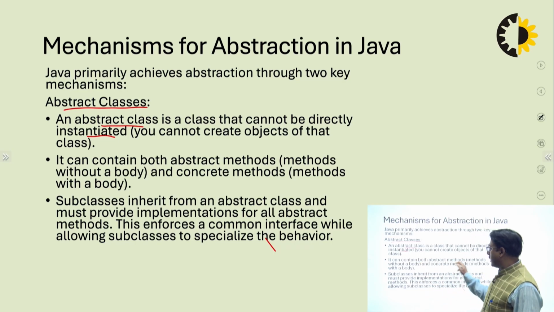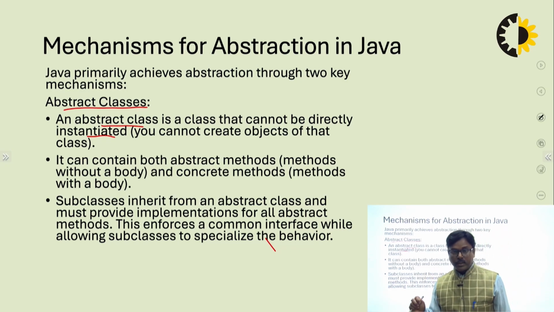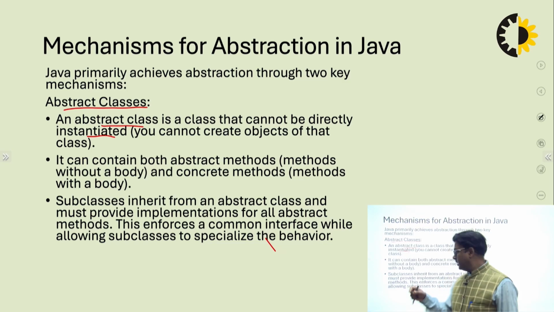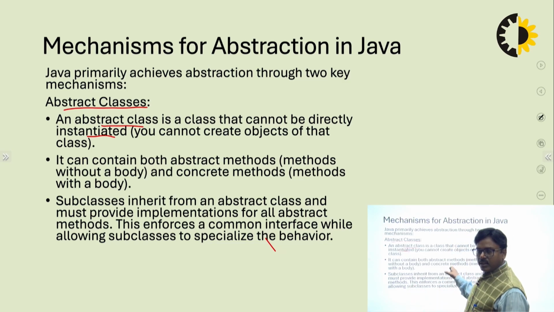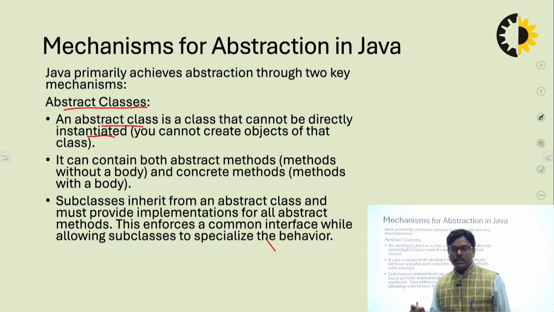It can contain both abstract methods and concrete methods. This is a very important property of the abstract class, that a class can have both abstract methods and concrete methods. A method is exactly a function or a specific task to be done by the programmer in that program. So the definition of that method, how it will be declared, what parameters will be passed, all these things will be mentioned.